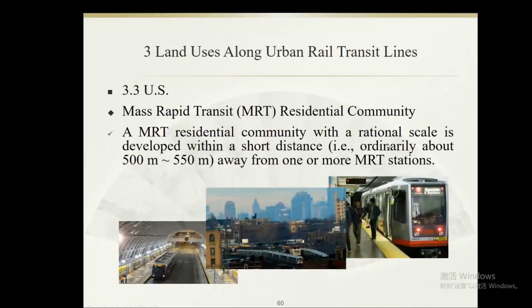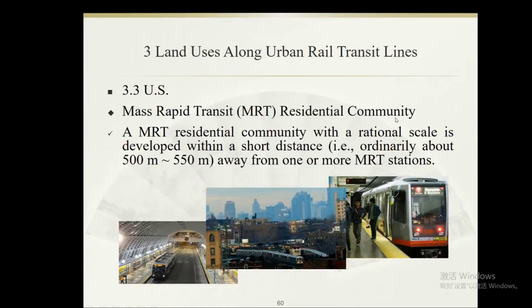It's very useful. Okay, land uses along urban rail transit lines, the case in the US. Maybe somebody will say that in the US, public transport is not good. But it's good in its residential area building. This, mass rapid transit residential community. In many big cities in the US, people build such communities.